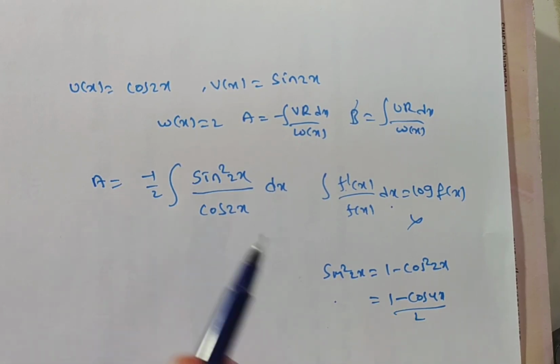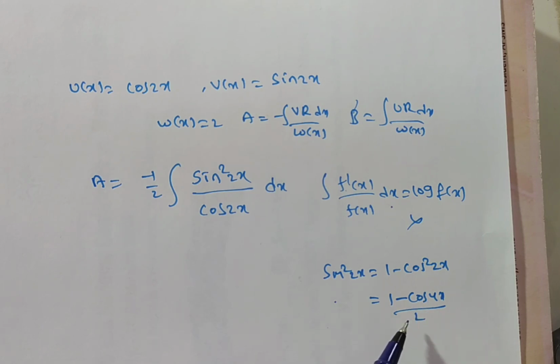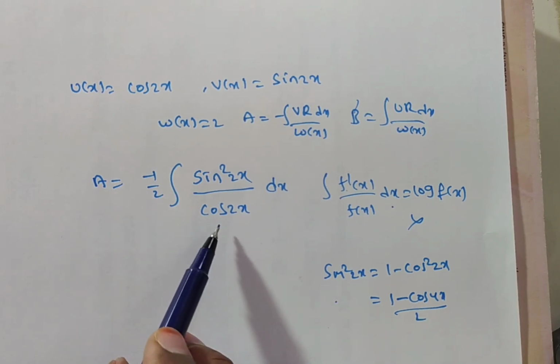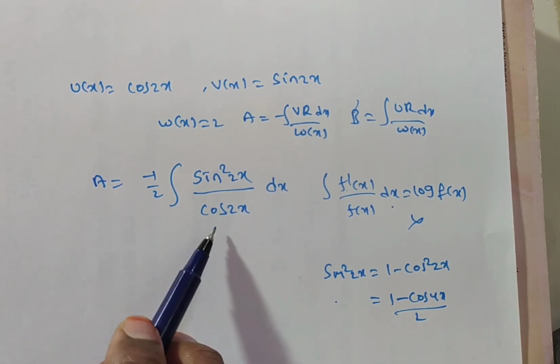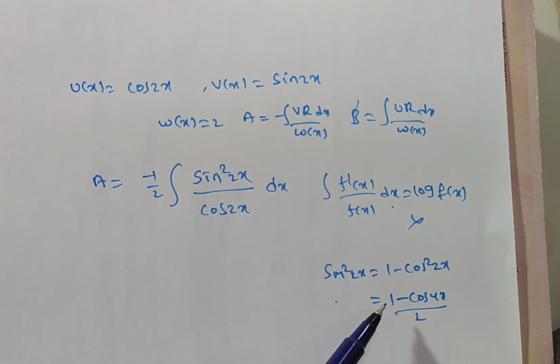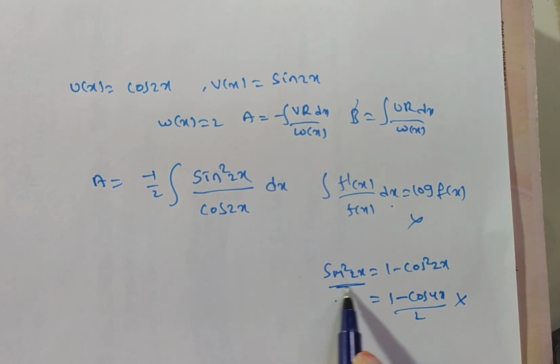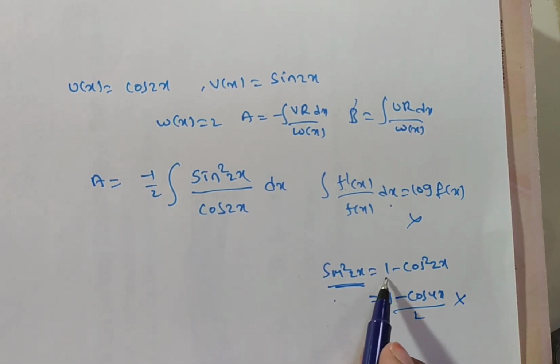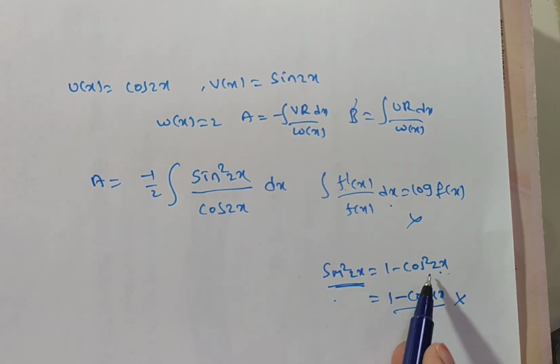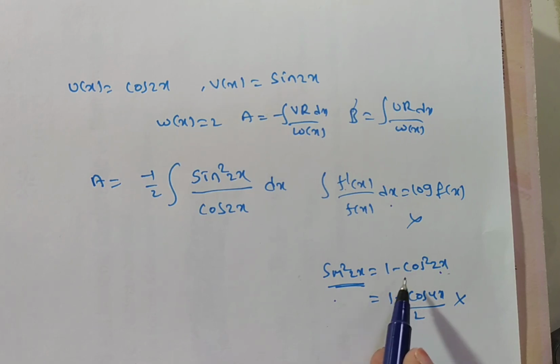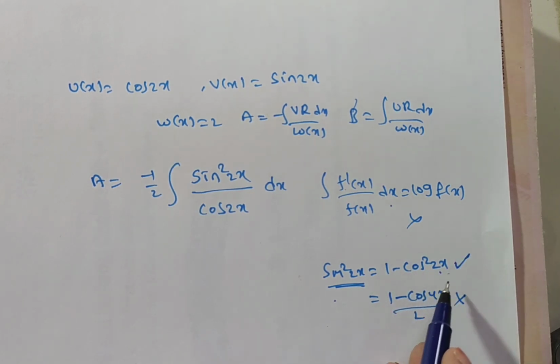If we substitute 1 minus cos 4x by 2, then the denominator is cos 2x, so you write 1 by cos 2x, but cos 4x by cos 2x, will you get the solution? No. So you cannot apply this method. Now you have to go for the other formula. Check it here: 1 minus cos square 2x divided by cos 2x means 1 by cos 2x minus cos square 2x by cos 2x, and cos gets cancelled. So you can apply this formula.